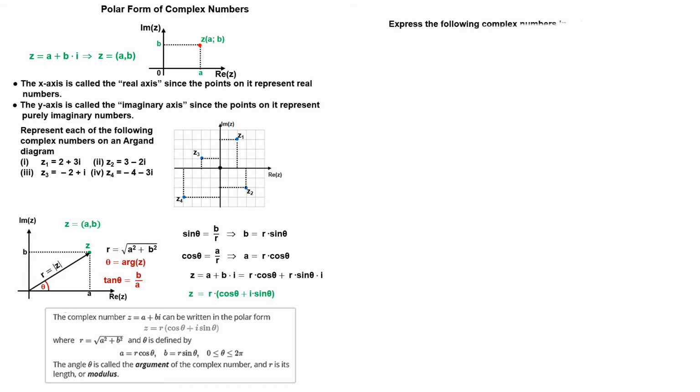Express the following complex numbers in polar form. We need to determine the value for r, the modulus, and the value for theta, the argument. Step 1. Find the modulus of complex number z1. The real part is square root of 3, and the imaginary part is 1.